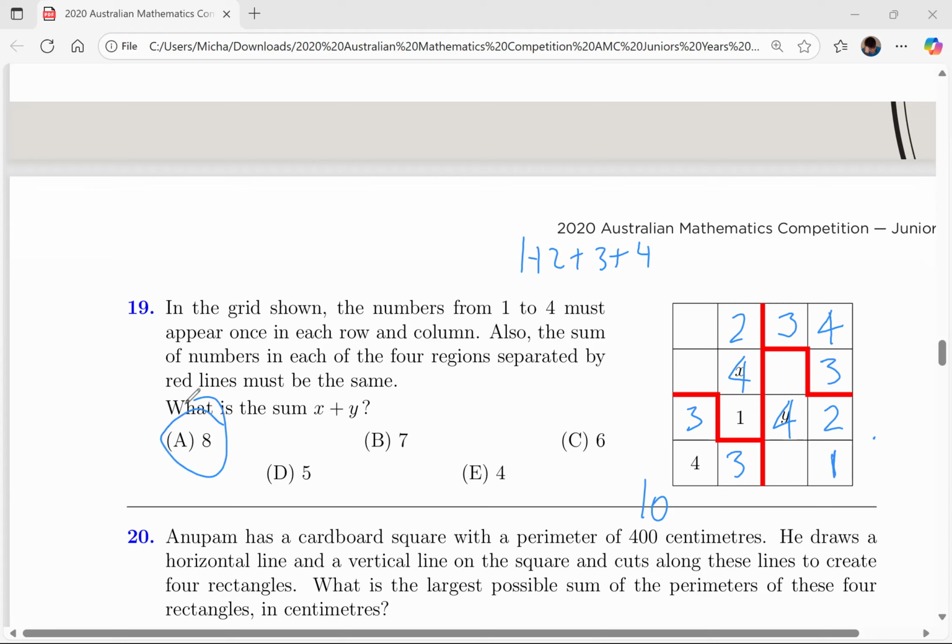Right? You can keep seeing, is it even possible to fill out the rest of the grid? So this is a 1. Yeah? This is a 2. This is a 1. And this is a 2.